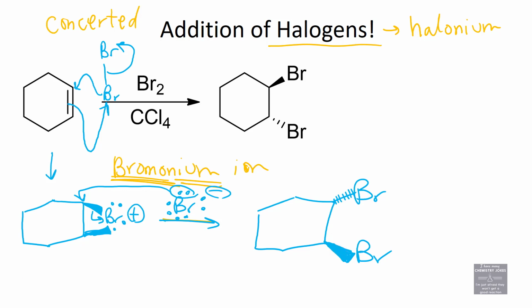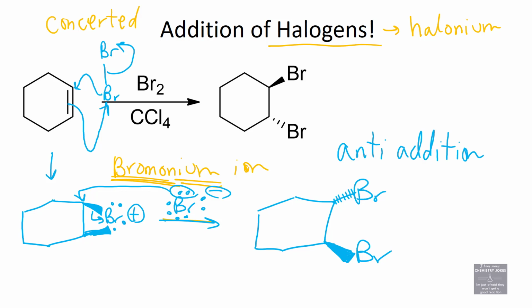This product is called the anti-addition product. You ever heard of anti? This anti-addition product says the two groups got added to different faces of my original alkene. One got added on the top face, one got added on the bottom face. Anti-addition. Remember, the reason bromine does anti-addition is because it goes through this bromonium ion. This bromonium ion is formed in a single concerted step, and that single concerted step means you get the bromine on the same side here.